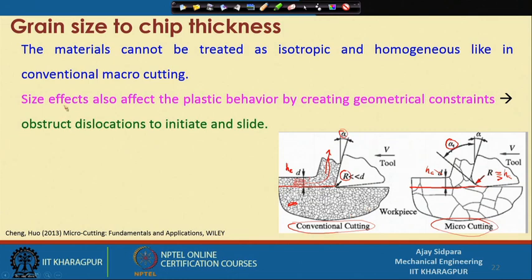So, what does the size effect tell us? The size effect also affects the plastic behavior by creating geometrical constraints. Those obstruct dislocations from initiating and sliding, so we are not able to get one particular dislocation. Dislocation means the defects through which the material will be removed, or through which the cutting will initiate, or the crack propagation will initiate.